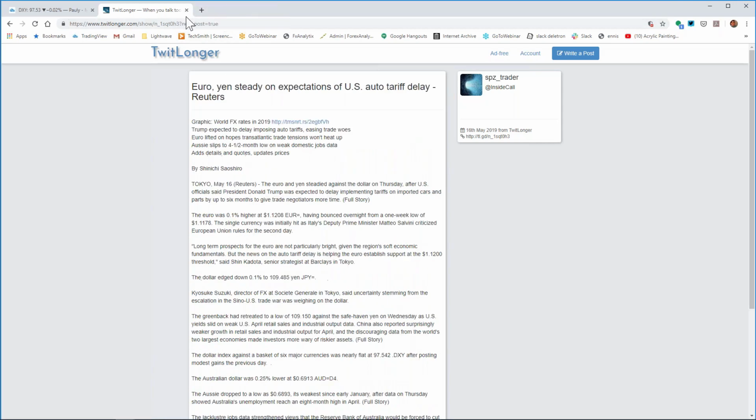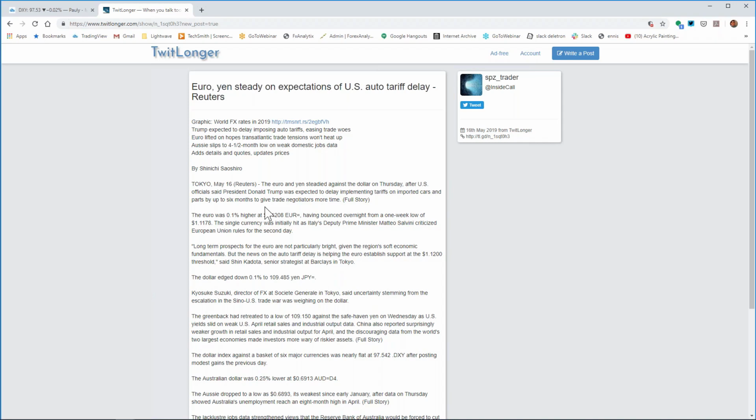And on to the general Forex. Euro and yen stayed steady against the dollar on Thursday after U.S. officials said President Trump was expected to delay impending tariffs on imported cars and parts by 6 months to give trade negotiators more time. The euro was 0.1% higher at 1.2008, having bounced back overnight from a 1-week low of 1.1178. Long-term prospects for the euro are not particularly bright given the region's soft economic fundamentals, but the news on the auto tariff delay is helping the euro establish support at the 1.12 even threshold.